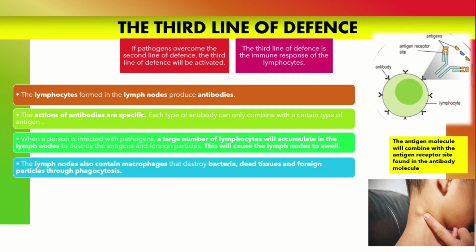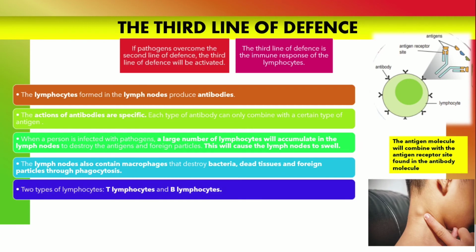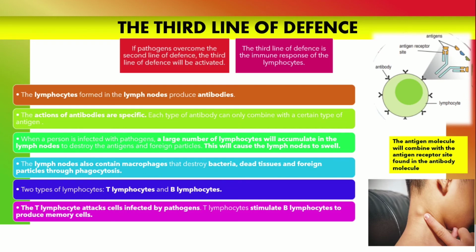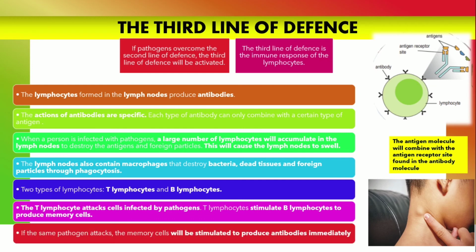The lymph nodes also contain macrophages that can destroy bacteria, dead tissue, and foreign particles through phagocytosis. There are two types of lymphocyte, T lymphocyte and B lymphocyte. The T lymphocyte will attack the cells infected by pathogen. The T lymphocyte also will stimulate the B lymphocyte to produce memory cells. When the pathogen attacks again, the memory cells will be stimulated to produce antibodies immediately.